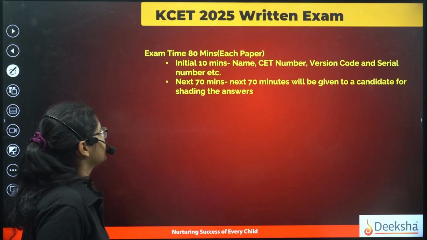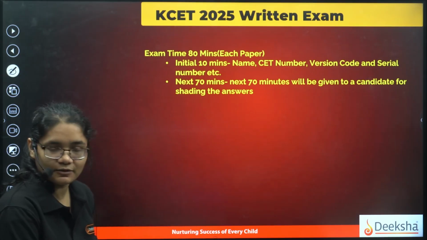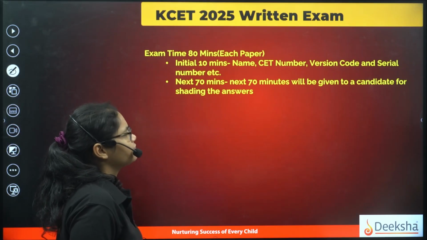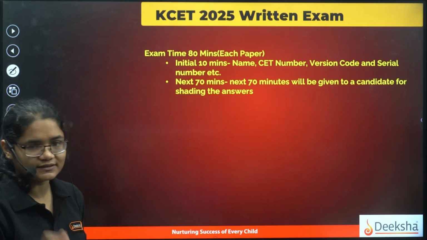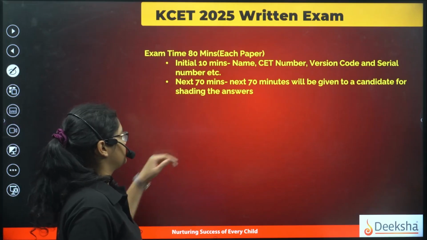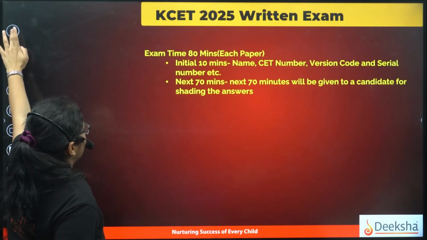You can see the exam time is 80 minutes, so each paper will have 80 minutes. 10 minutes will be the initial time given to fill the OMR sheet. In this exam, you will be given an OMR sheet. We'll be talking about that later. And then 70 minutes will be given for the candidates to solve the questions.